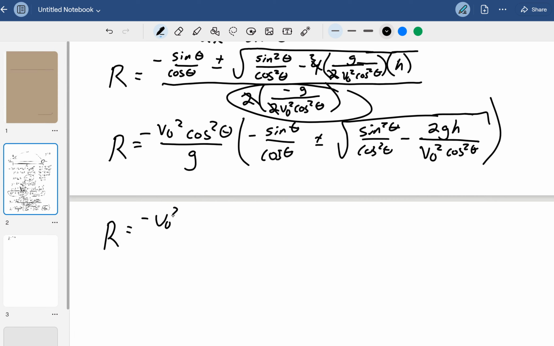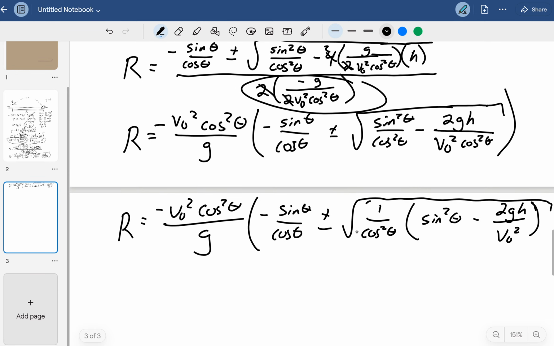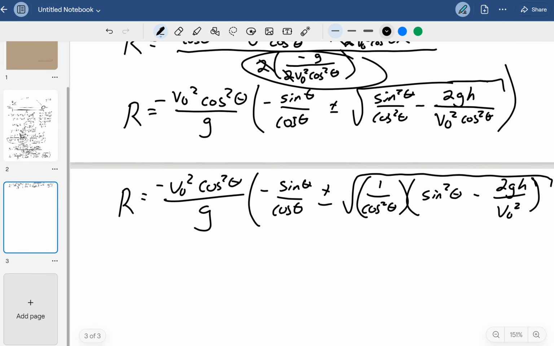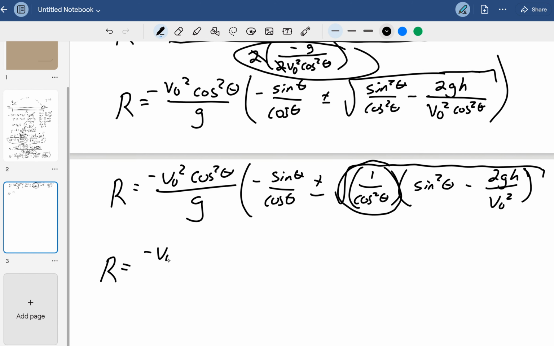So now I'm going to keep the front just the same, negative v0 squared times cosine squared of theta divided by g, negative sine of theta over cosine of theta, plus or minus, I'm going to take a 1 over cosine squared theta out of every term there in the radical. Sine squared theta minus 2gh over v0 squared. And all of this is under the radical. Well, that's really good for us now, because if I have a 1 over cosine squared under my radical, that means I can do 1 over cosine outside the radical. In other words, I could take the square root of that little term here. And simplifying a little more, step by step.